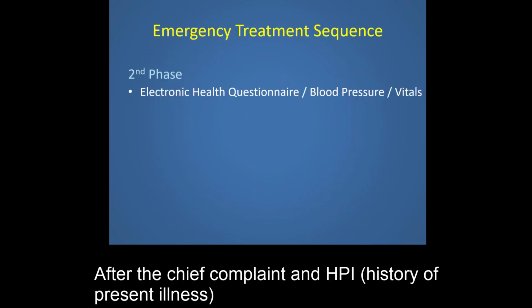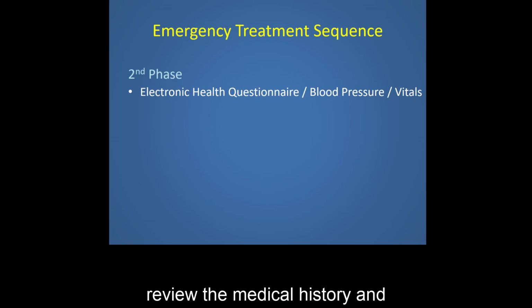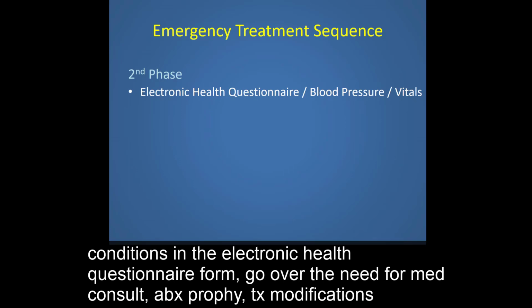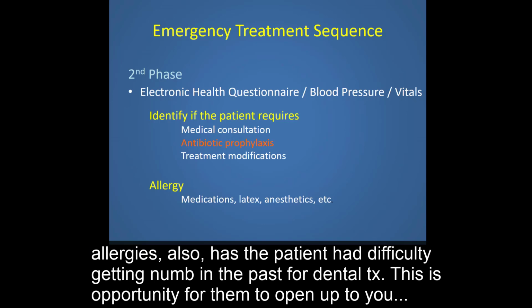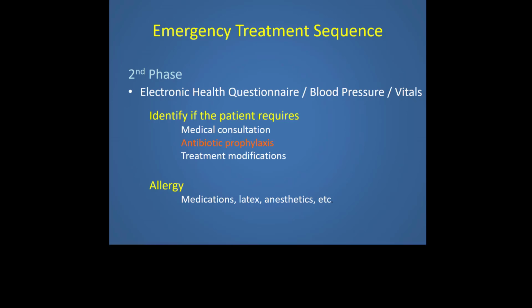After the chief complaint and history of present illness, you will review the medical history and enter the medical conditions in the electronic health questionnaire form, go over the need for medical consultation, antibiotic prophylaxis, treatment modifications, any allergies. Also, a big one that's not written here is, has the patient had any difficulty getting numb in the past for dental treatment? This is an opportunity for them to open up to you, and you can see if they're an anxious patient. If they are, you can start making some modifications if need be.